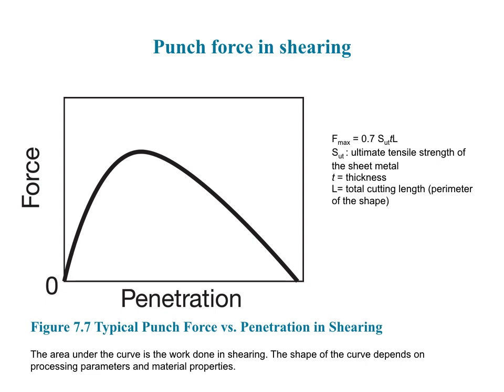This maximum force can be given by an empirical formula, which is given on your right-hand side on the slide. F max is equal to 0.7 SUT TL. SUT is the ultimate tensile strength of the sheet metal, T is the thickness, and L is the total cutting length or perimeter of the shape. For example, for a circular hole, it would be pi d, where d is the diameter of the hole.